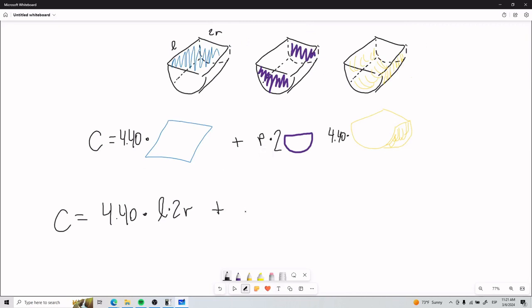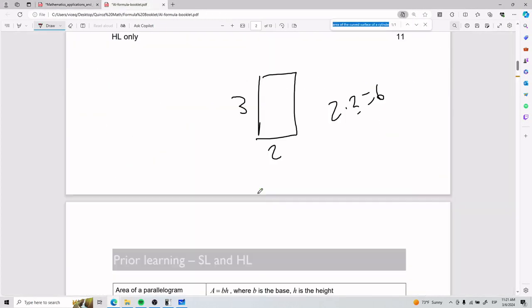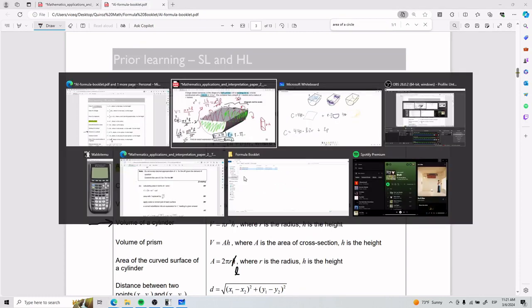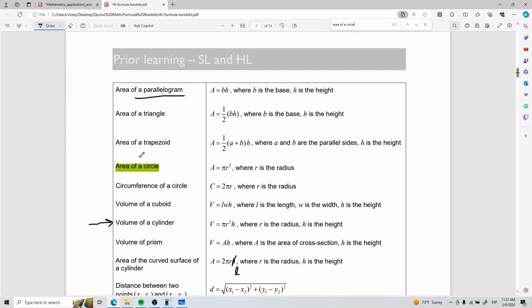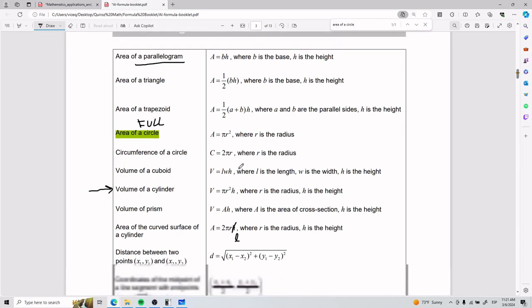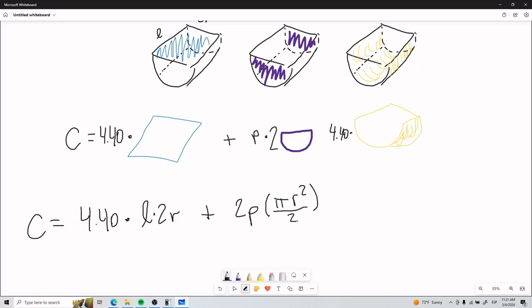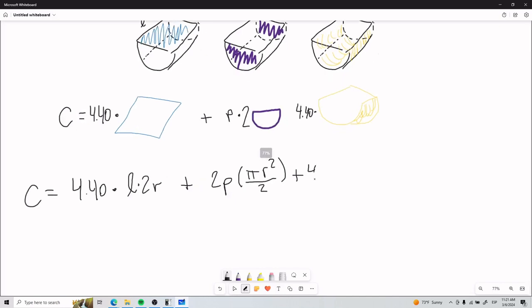On the other hand, I have, well, plus 2P times the area of half a circle. So what is the area of a circle? Formula booklet, area of a circle. There it is. Area of a circle is pi r squared. Now notice, this is the area of pi r squared. This is the area of a full circle. So what is the area of half a circle? You take this guy and you divide it by 2. That's that. And last but not least, I have the area of this sort of like cylinder part.